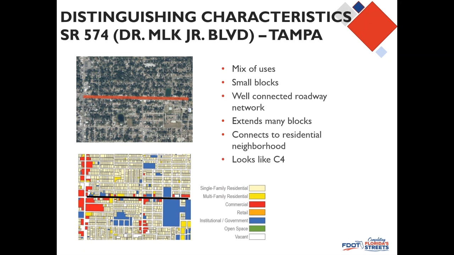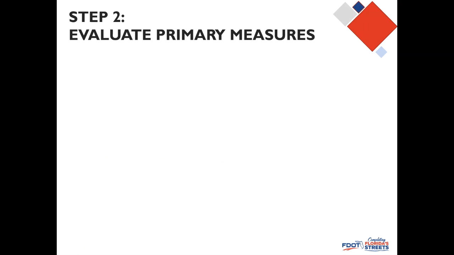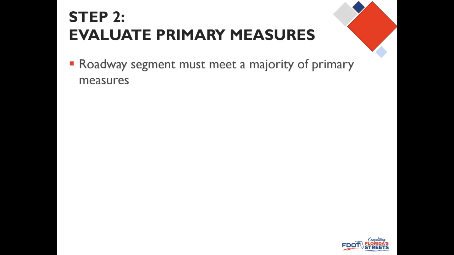So that tells us kind of where to start in our table. So for step 2, after we've identified our distinguishing characteristics, well, that's fine, but I could just as easily have called it the other way, perhaps. So we want to go down and make sure that we're really getting the right context classification. So we'll look at the primary measures. Remember that the roadway segment must meet a majority of the primary measures.